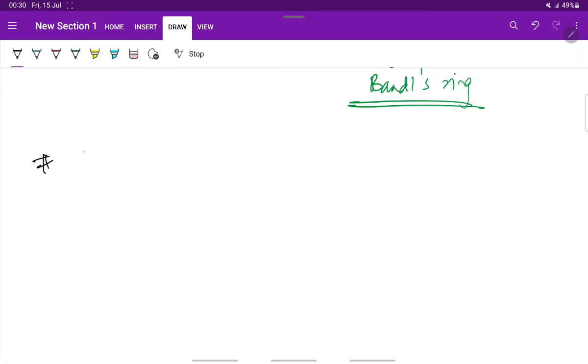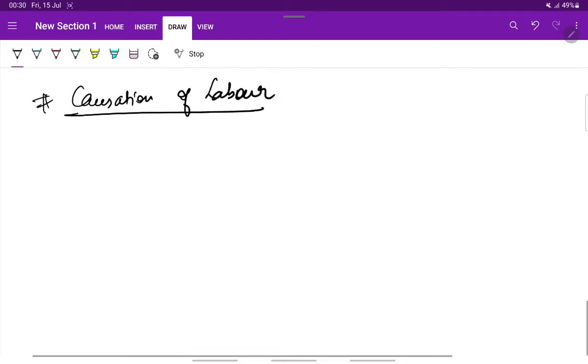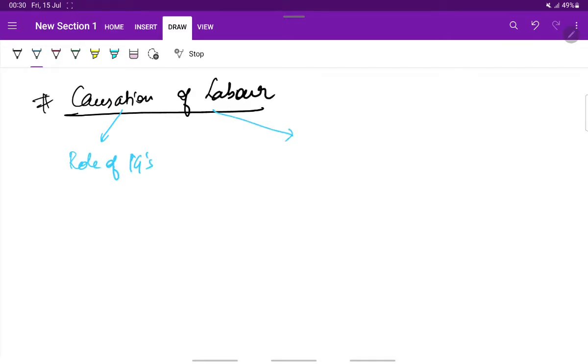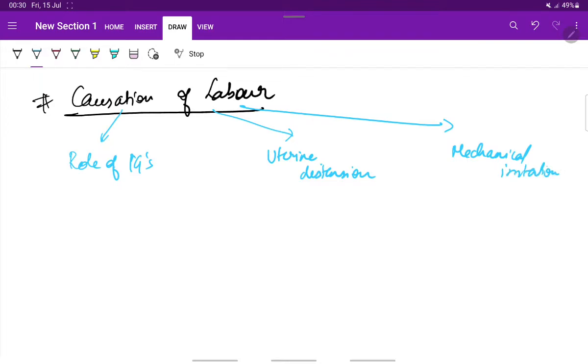Coming to the topic proper, that is the causation of labor. There are three main factors leading to the causation of labor, which are role of prostaglandins, then the uterine distension, and the mechanical irritation. First, let's see the role of prostaglandins.